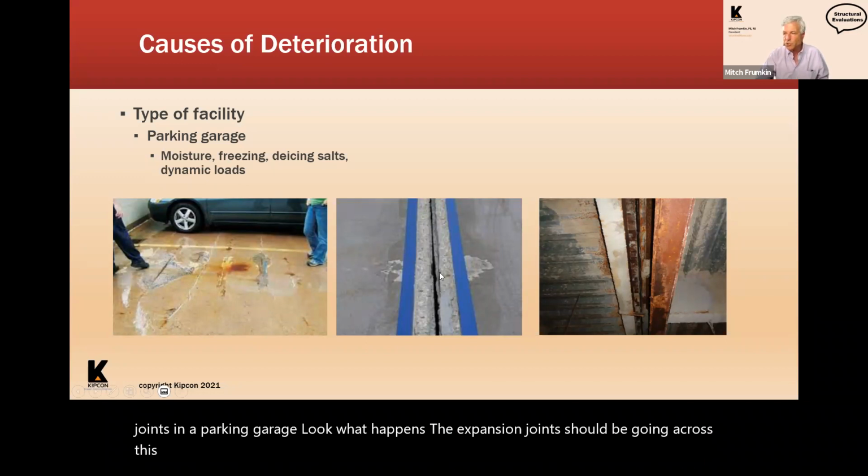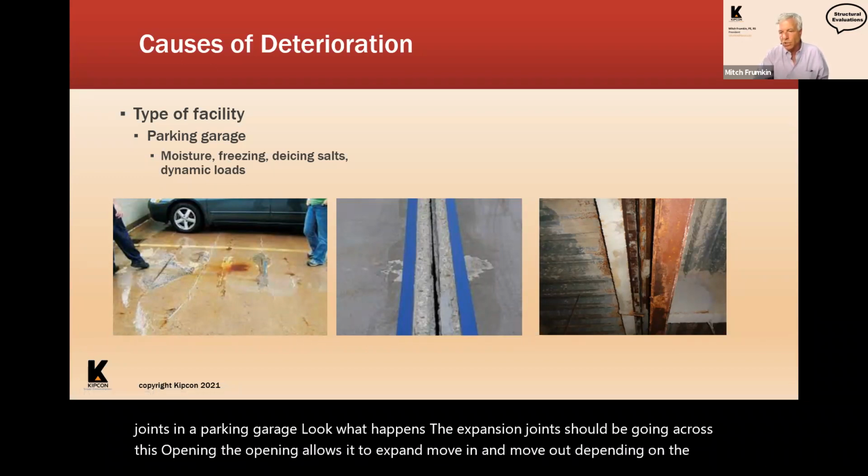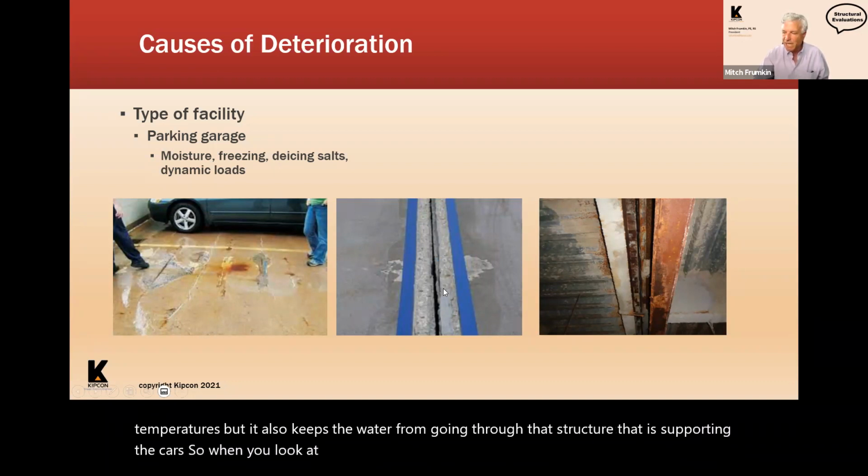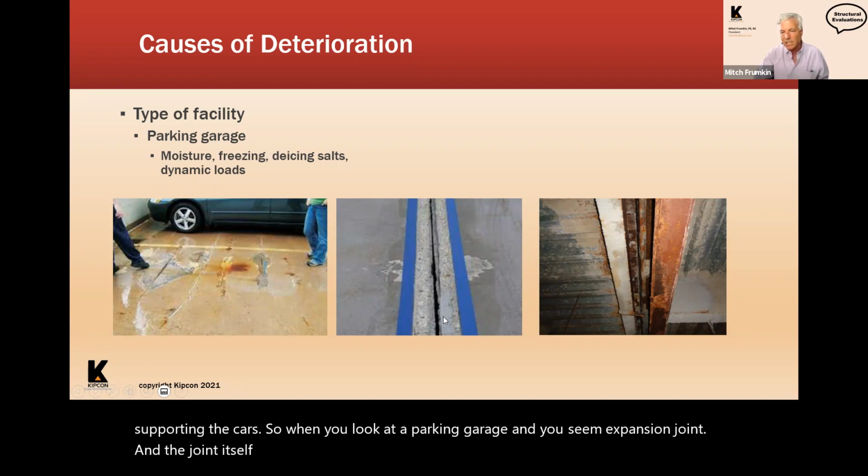The opening allows it to expand, move in and move out depending on the temperatures, but it also keeps the water from going through that structure that is supporting the cars. So when you look at a parking garage and you see an expansion joint and the joint itself is gone, there's no question that the building can still expand and contract. But what goes on underneath it?